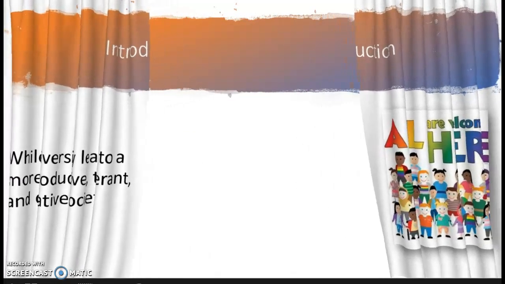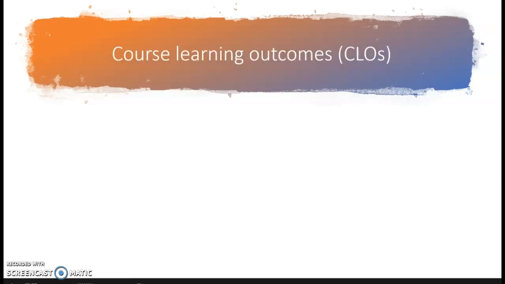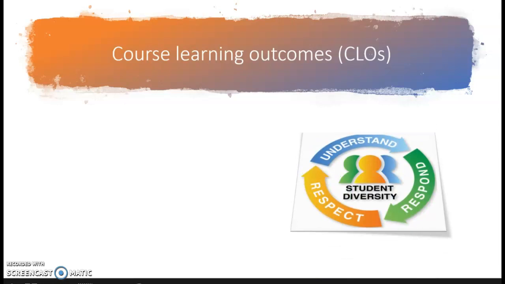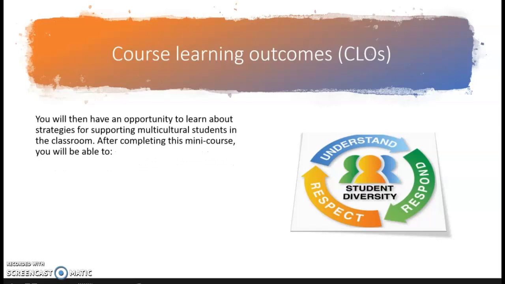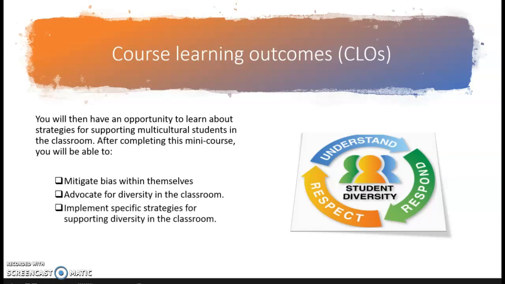In Module 1, we'll be talking about what bias is, and we should understand, respect, and respond to students' diversity. You will then have an opportunity to learn about strategies to support multicultural students in the classroom. After completing this mini course, you will be able to mitigate bias within yourselves, advocate for diversity in the classroom, and implement specific strategies to support diversity in the classroom.